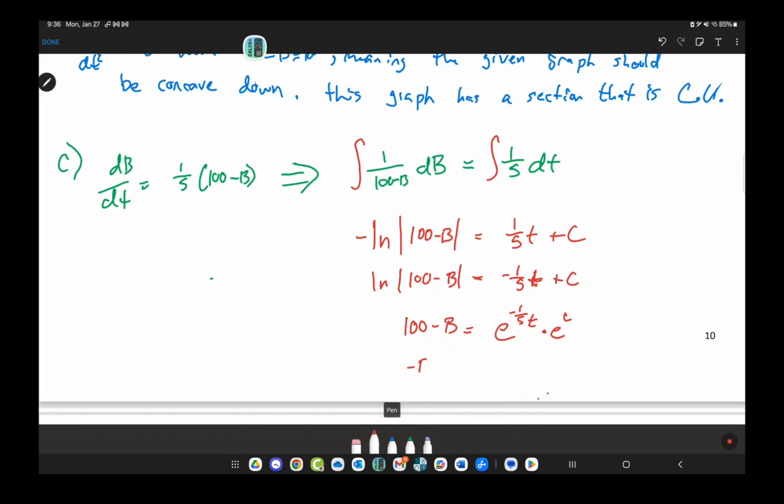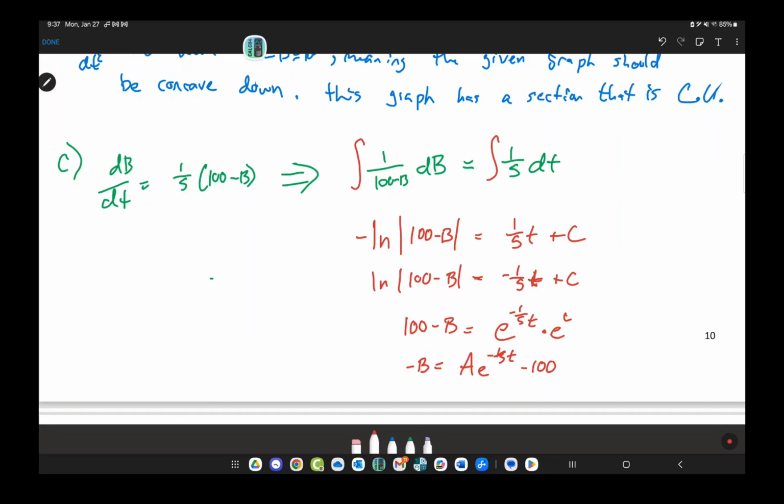So negative b equals a e to the negative 1/5 t minus 100. And then we are going to change all the signs. Actually, we can leave it alone. You don't have to change the signs right now, because right now I just want to find the value of a, and change the signs at the end.